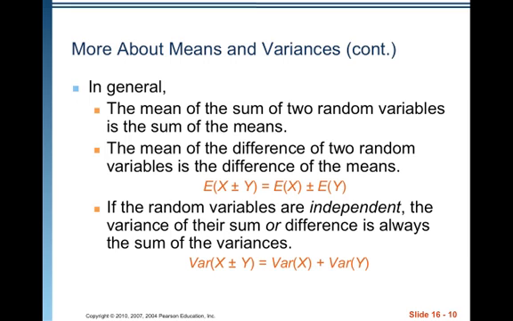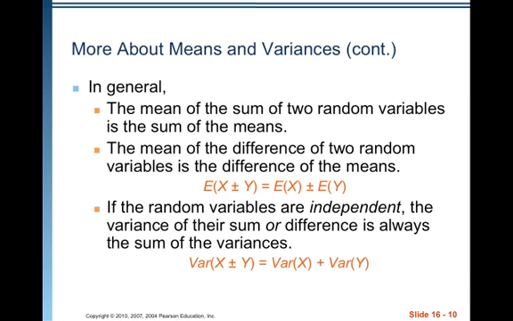So if I was doing the sum of the outcomes of a red die and a green die, and let x be the outcome of the red and y be the outcome of the green, then I would just find the expected value of the roll of the red die and the expected value of the roll of the green die, and I would add them together.